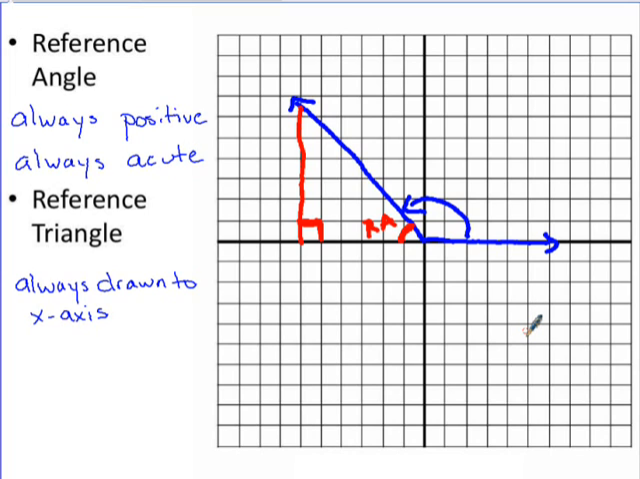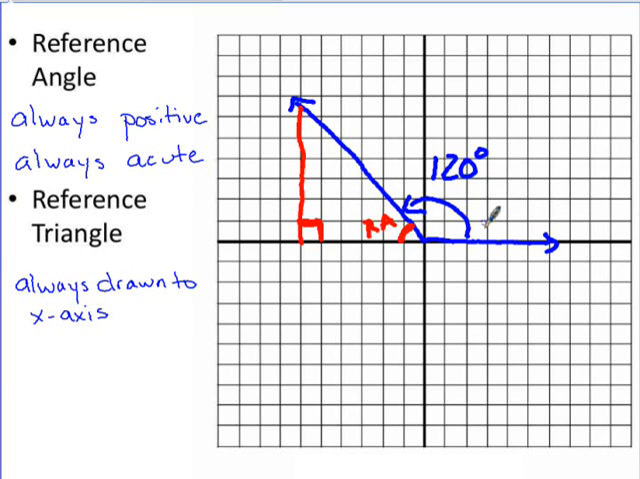Alright, we will talk about reference angles. We'll use reference angles a lot later in the semester when we talk about unit circle and all kinds of things like that. But right now you need to be able to find them. So if this blue angle that I drew, let's say it was 120 degrees, I would need to find this angle, this little red one, the reference angle.